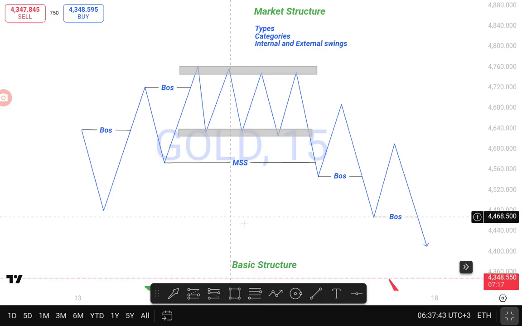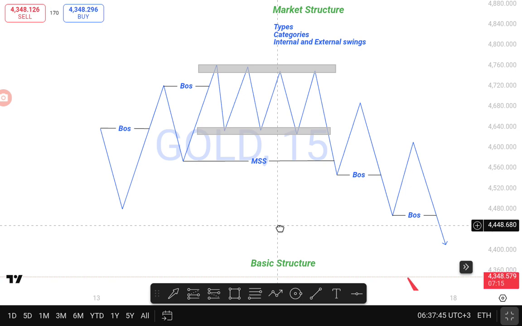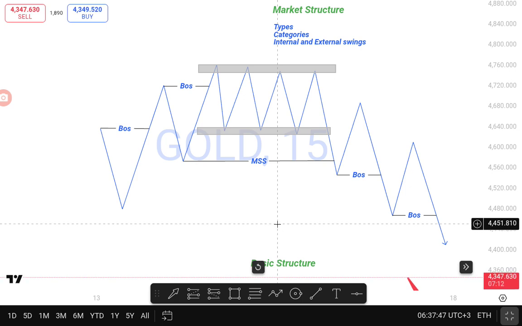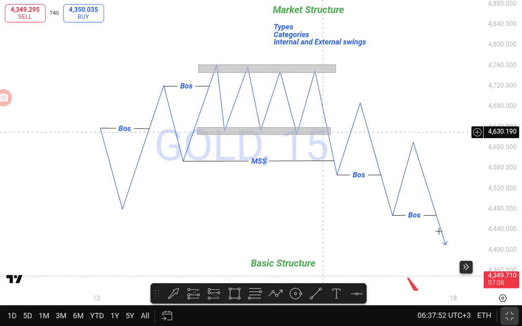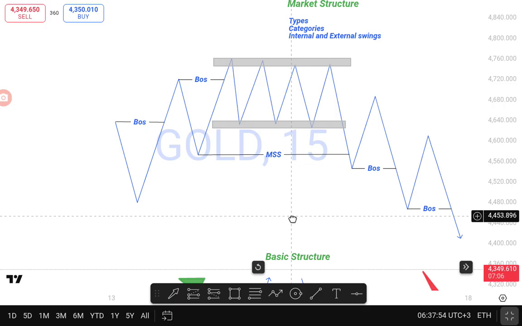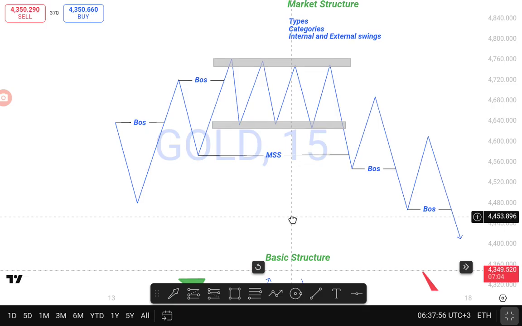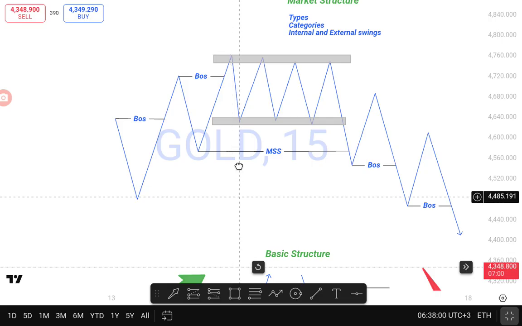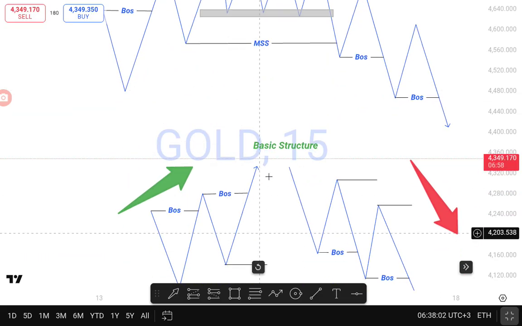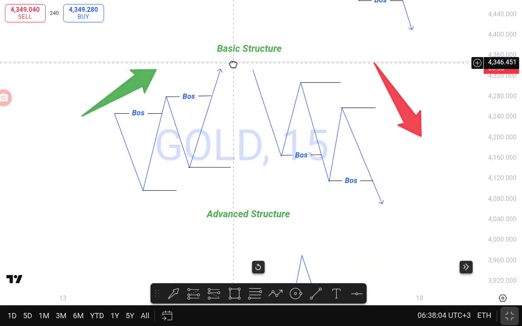So those are the three types of markets: trending, consisting of uptrend and downtrend, then we have range and the choppy market. The categories of market structure are also three. I have basic structure. Now this is how basic structure looks like.